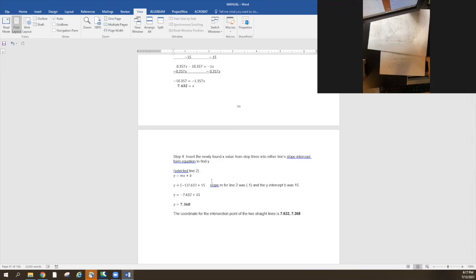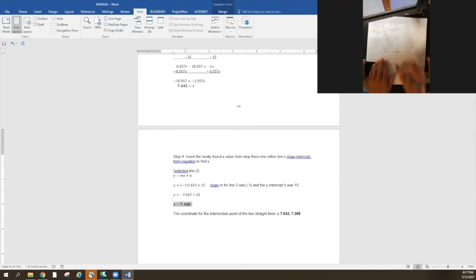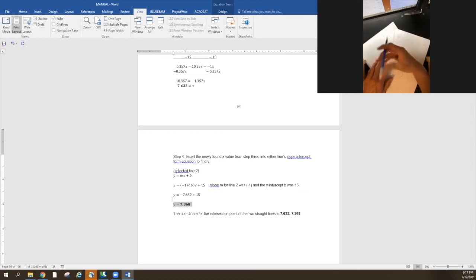In my example here on the screen, I used the other line and got the same answer. So again, you can use either line in step 4. Doesn't matter, the value is going to be the same, because you're figuring out the only point those two lines have in common. So now I know my y value is 7.367. So the place where that line and that line cross is right here.